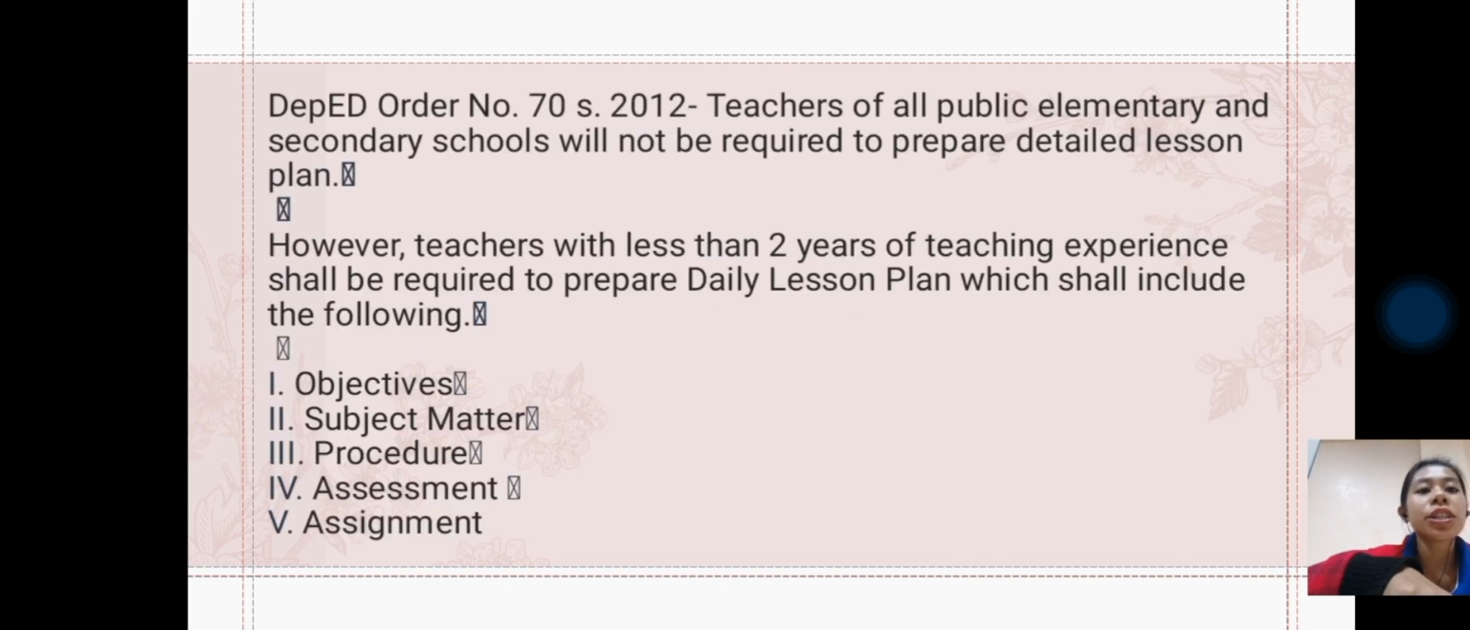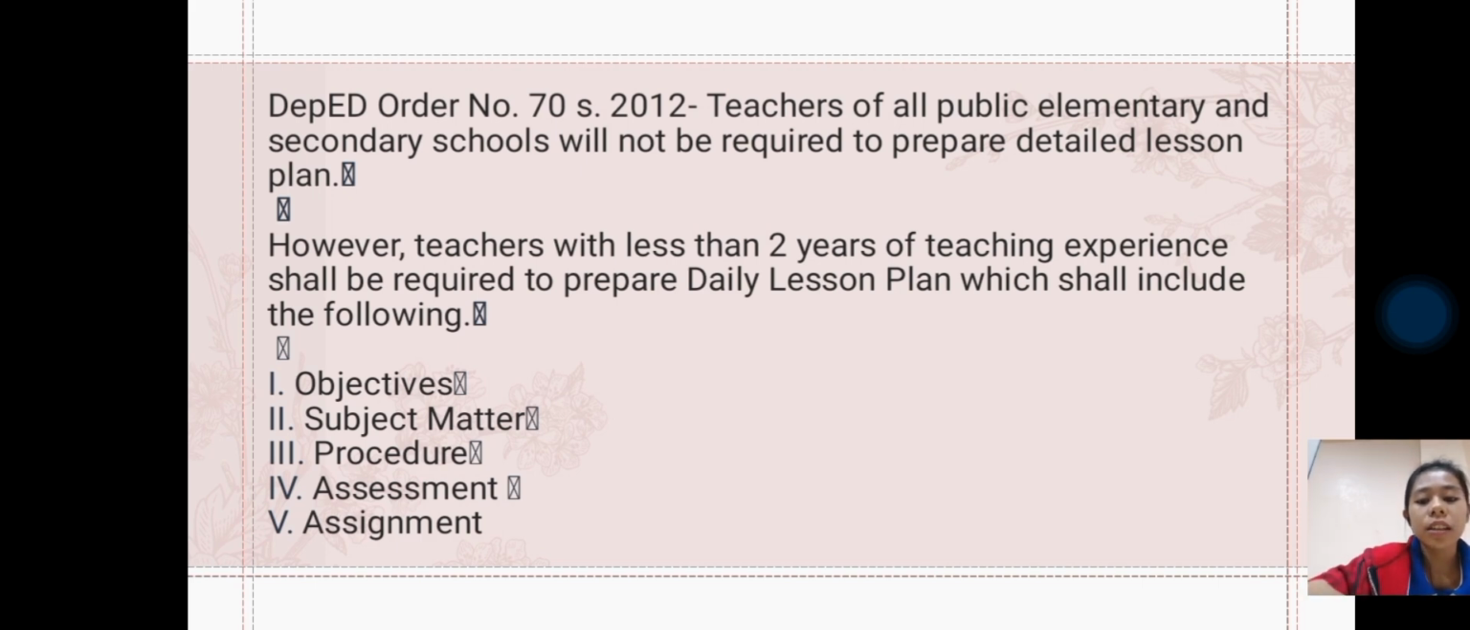DepEd Order number 70, Series 2012. Teachers of all public elementary and secondary schools will not be required to prepare a detailed lesson plan. However, teachers with less than 2 years of teaching experience shall be required to prepare a daily lesson plan which shall include the following: the objectives, subject matter, procedure, assessment, and the assignment.